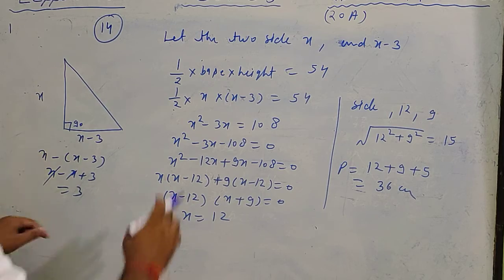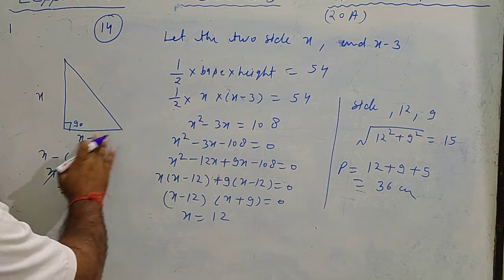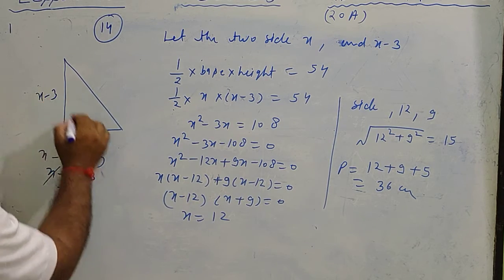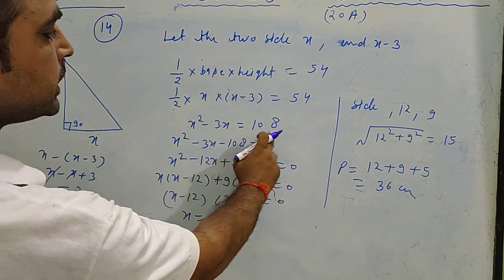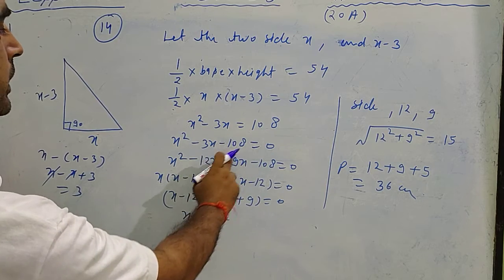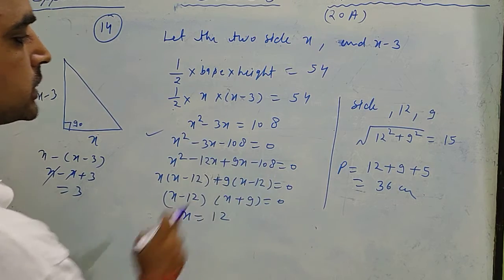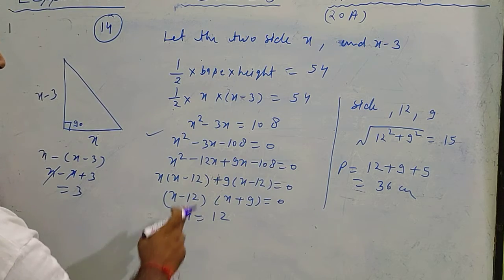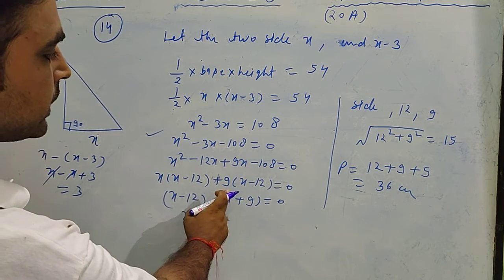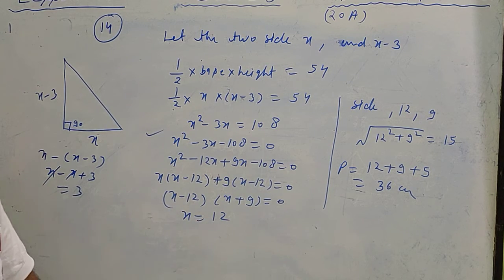Now the formula is 1 by 2 base into height, that is given 54. Suppose base is x and height is x minus 3, equal to 54. Now cross multiply, so x square minus 3x is equal to 108. Then transfer this 108. Now this is the quadratic equation, x square minus 3x minus 108 is equal to 0. Now factorize this: 12 minus 9 is equal to 3 and 12 into 9 is 108. Then take x common, x minus 12, then take 9 common, x minus 12 is equal to 0, then take x minus 12 common, so x plus 9 is equal to 0. So we take only the positive value, that is x is equal to 12.